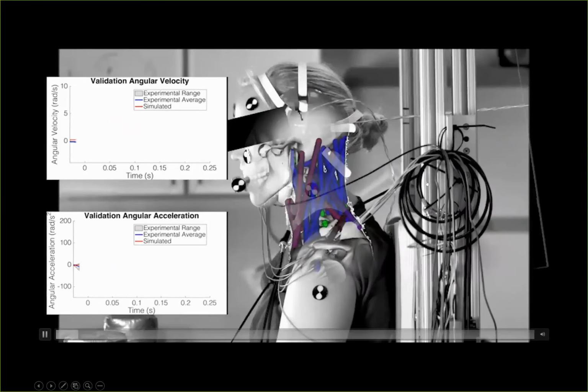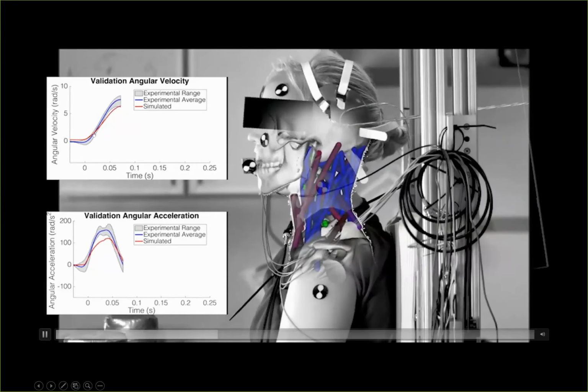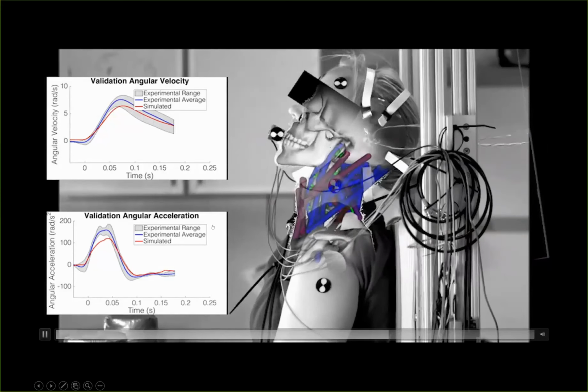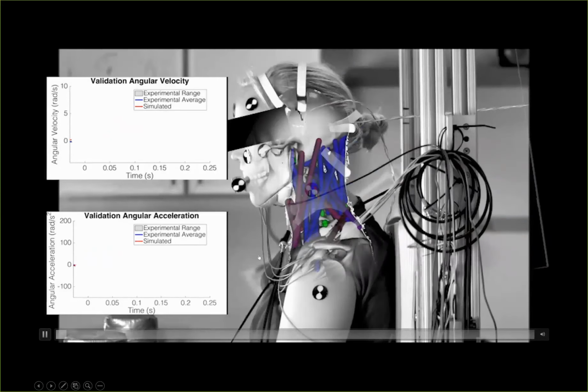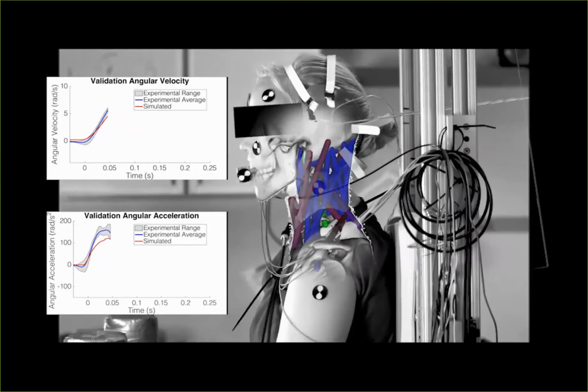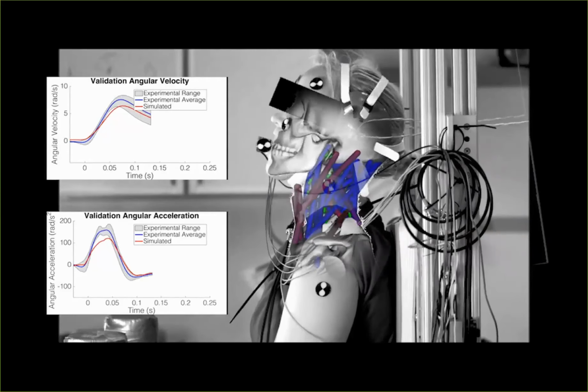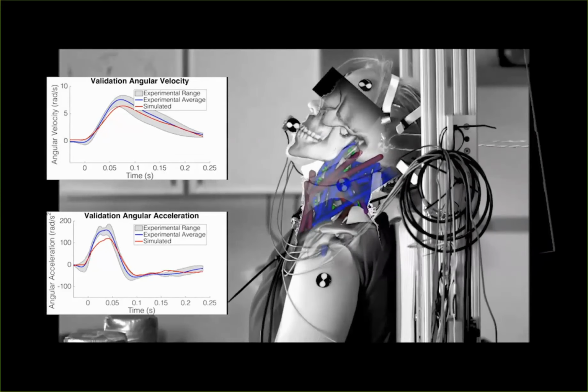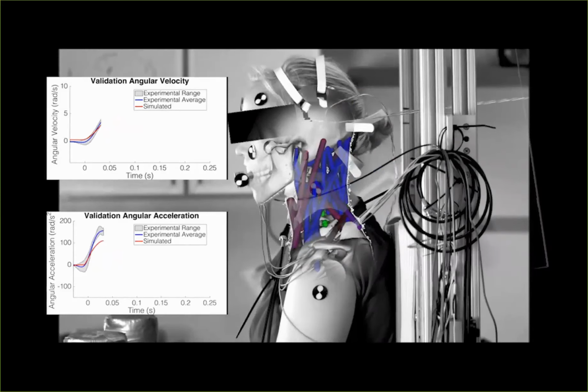Shown here in the graphs are the comparison of head angular velocity and acceleration from the model in red to the corresponding subject kinematics. The blue represents the average response over 3 trials for this particular subject, while the gray represents the boundary.